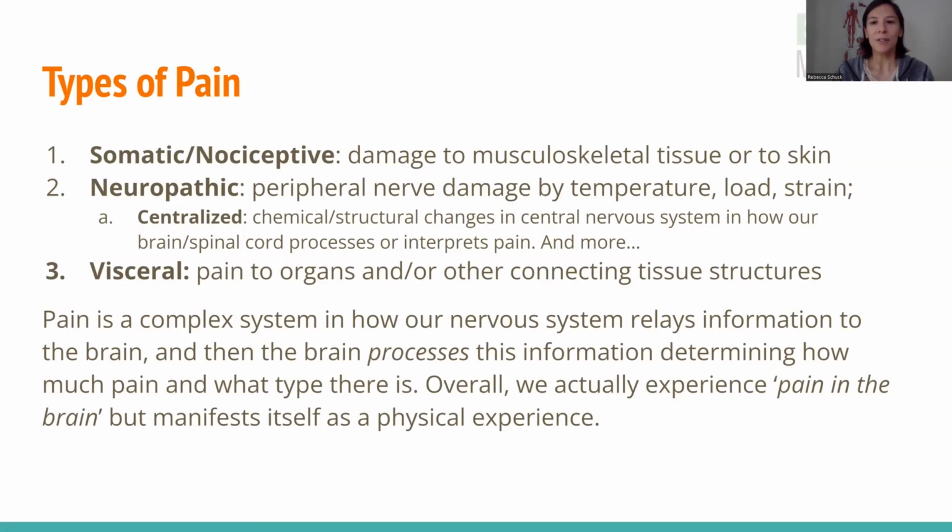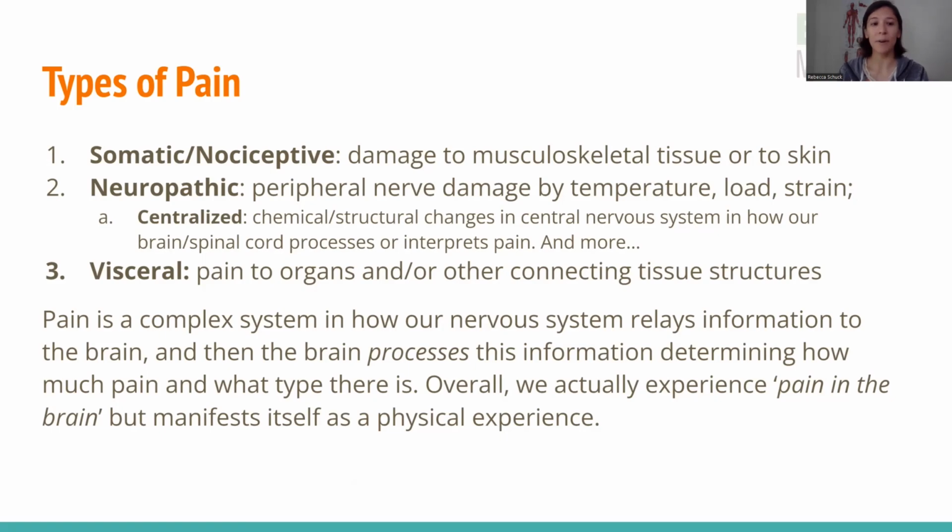All right, so I just wanted to review a little bit about the different types of pain, as this is very pertinent to low back pain. So there are three main types of pain. You first have your somatic and nociceptive type of pain, which just means that there's some sort of structural damage to musculoskeletal tissue or to the skin. So this is very basic. Everybody knows this. You have a cut on your arm, you're going to have pain and an inflammatory process to follow.